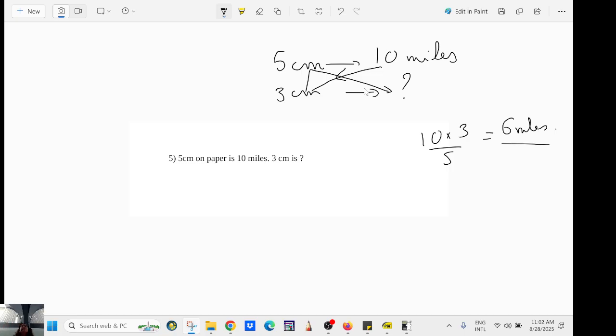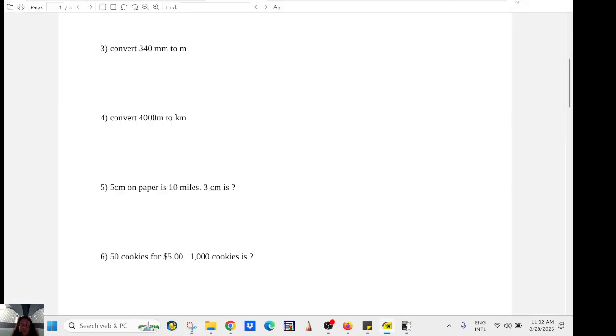Okay, you don't write it on the paper, you write it on your TI: 10 times 3 divided by 5. If you have scientific notation, make sure to put parentheses around the denominator. Okay, are we good? Any questions?